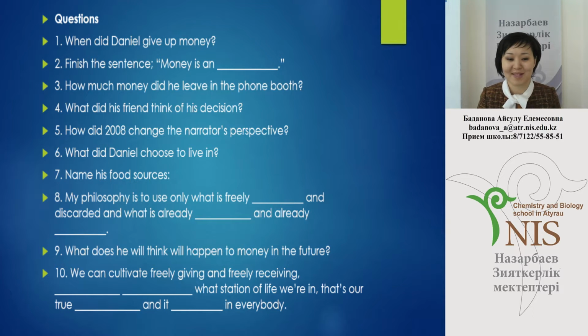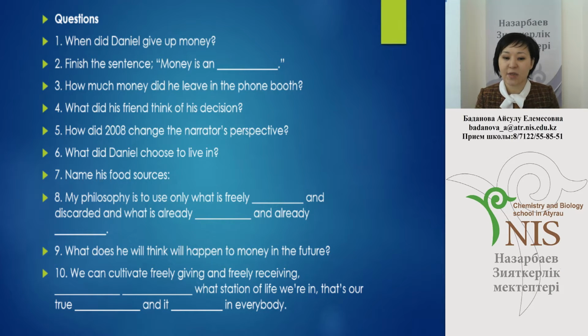And here's a question. Number 7: Name his food sources. We have done it previously. Put this all in one list. Number 8 is Daniel Suelo's philosophy. "My philosophy is to use only what is freely given and discarded, and what is already present and already running." Think of that. So it's his philosophy, one of the main ideas of this documentary.